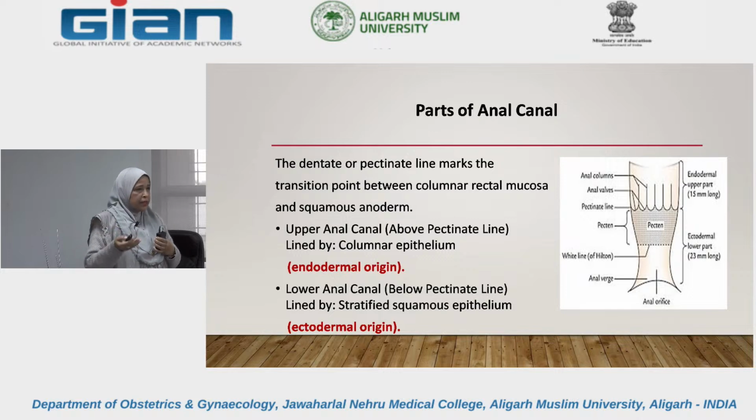So ahead, ma'am will discuss embryology. In embryology, where the pectinate line is, there is a transition. The part above the pectinate line is known as the upper anal canal, and it is lined by columnar epithelium. Below the pectinate line, the origin is endodermal.